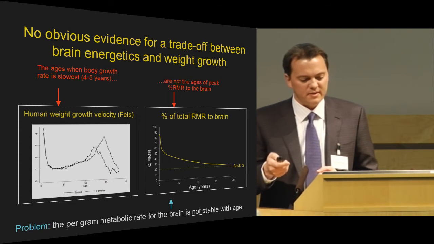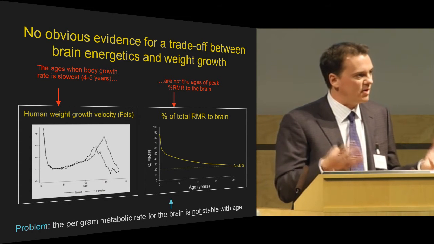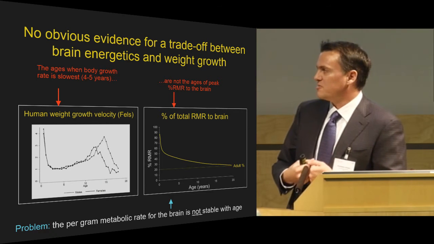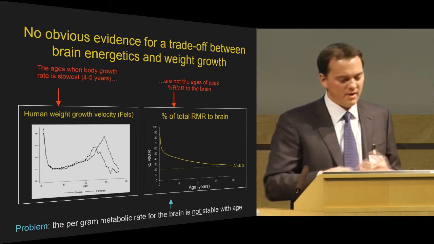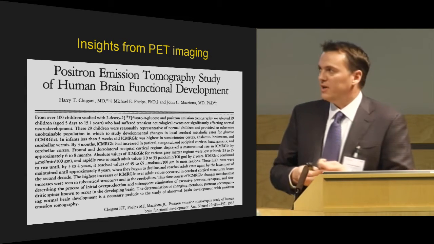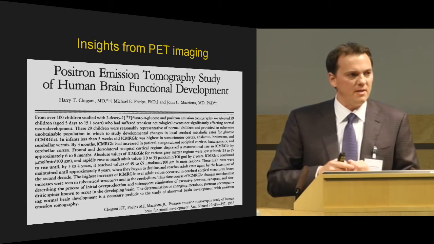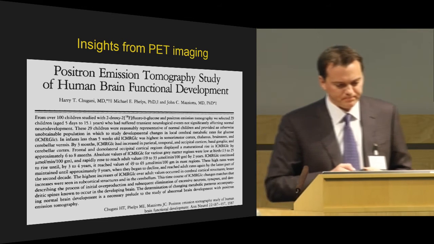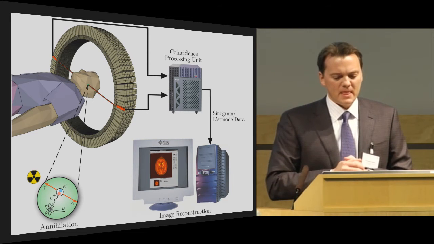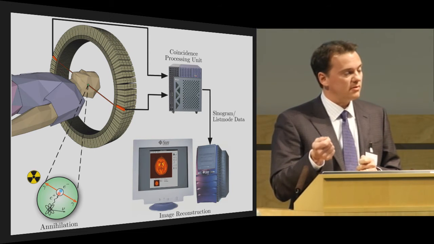Now, the problem with this is that this assumption that a gram of brain costs the same at different ages is wrong, and that's not surprising because there is a lot of activity going on early in life that we've already heard about. And we get insights into this from PET imaging, positron emission tomography. This is a method, this is not something I do, but a collaborator does, where you give a radio-labeled glucose, right?